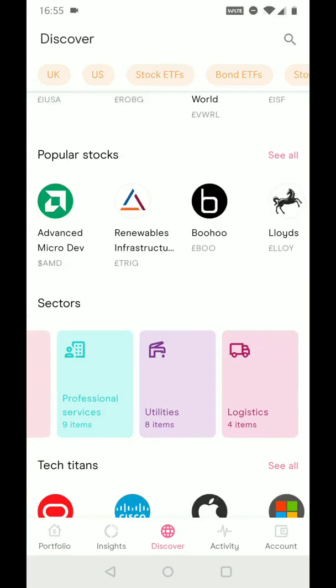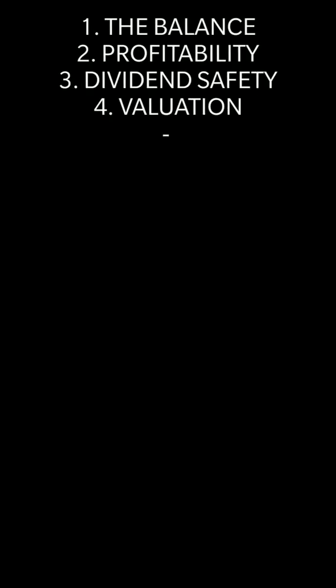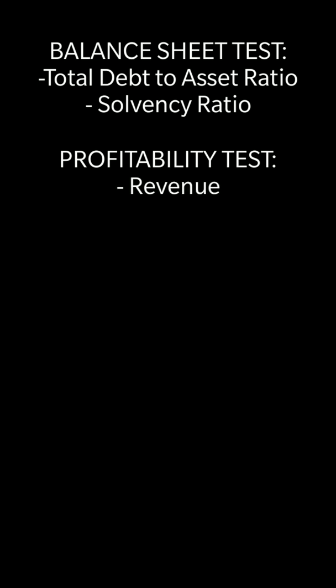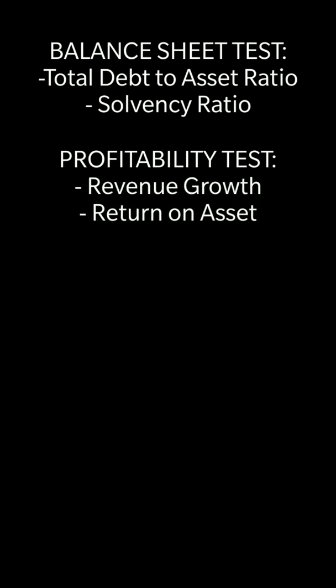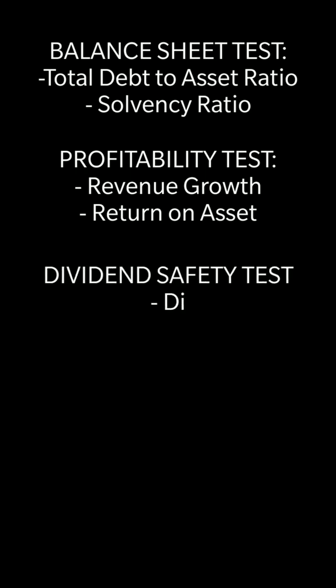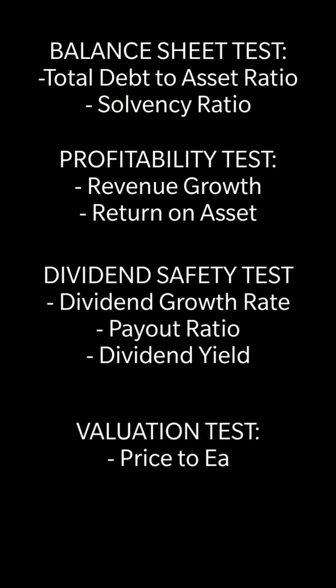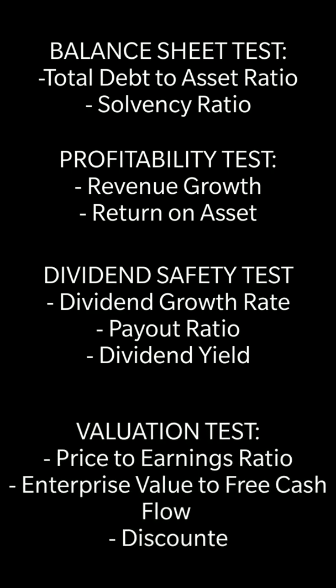I will be analysing 4 distinct aspects of each of these stocks, namely balance sheet, profitability, dividend safety, and finally valuation. For the balance sheet test, I'll be using 2 types of metrics, namely debt to asset ratio and solvency ratio. For the profitability test, I'll be using 2 metrics, namely revenue growth and return on assets. For the dividend test, I'll be using dividend growth in years and payout ratio. And for the valuation test, I'll be using the PE ratio, which is also known as the price to earnings ratio, and I'll also be using the EV to FCF ratio, which is also known as the enterprise value to free cash flow.